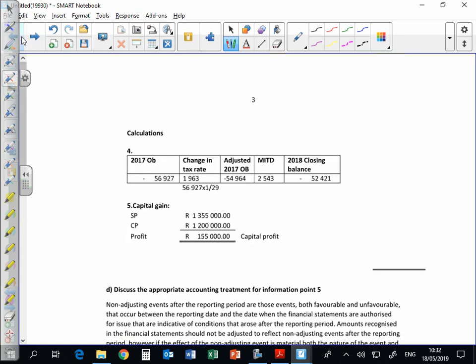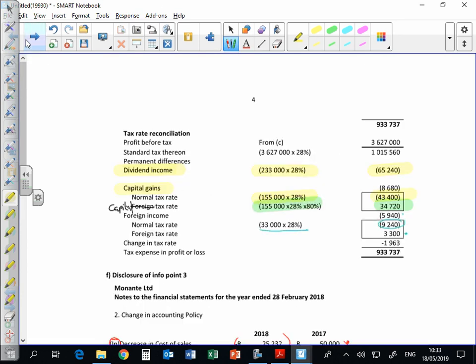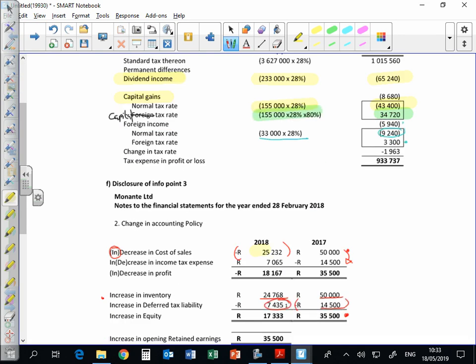If we look at our journals again, for 2018, we have a credit to cost of sales of 24,000. We have a debit to cost of sales of 50,000. Does everyone agree that my debit is larger than my credit? So we will have a general increase in cost of sales, which will lead to a decrease in my profit. And that is why I have the 25,232 as a credit. You guys know where I got that.